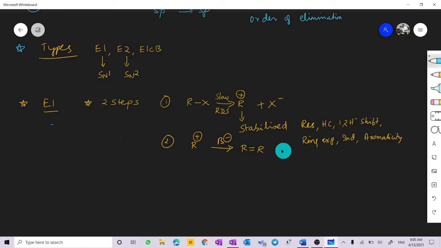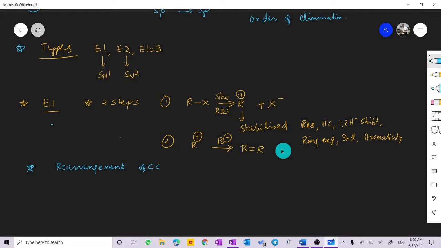The second point is that the carbocation stability is important. Therefore, rearrangement of carbocation is one of the major features of E1. So this differentiates E1 from E2. Rearrangement of carbocation takes place.